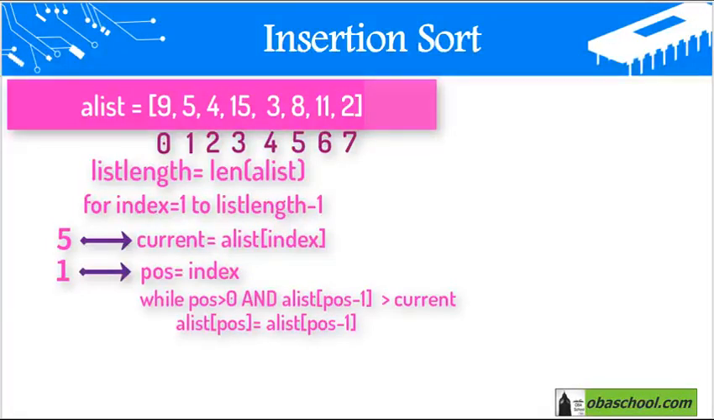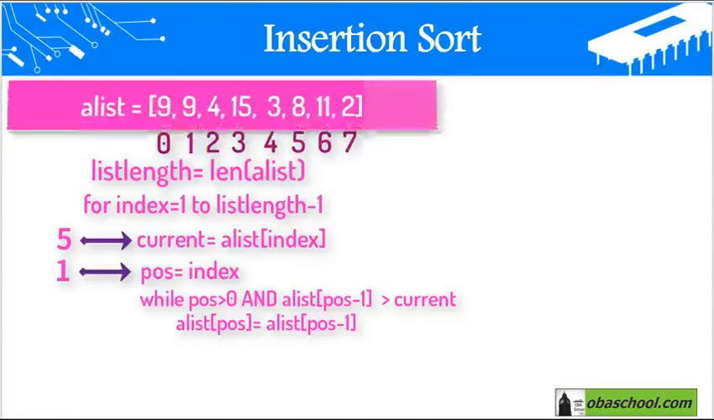Now we will put in the value a list pose, the value that it's already taken in a list pose -1. We said that the pose is 1, so 1 minus 1 is 0. So the index of a list 0 is 9. So we're putting 9 in index 1.